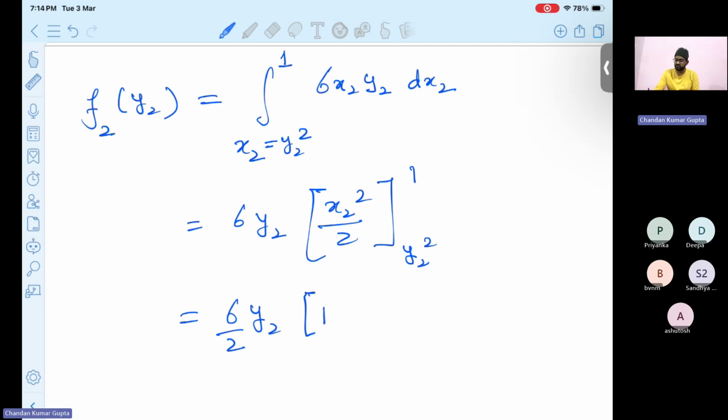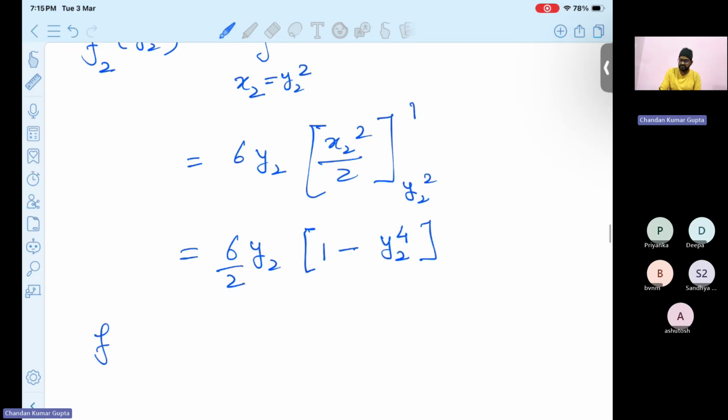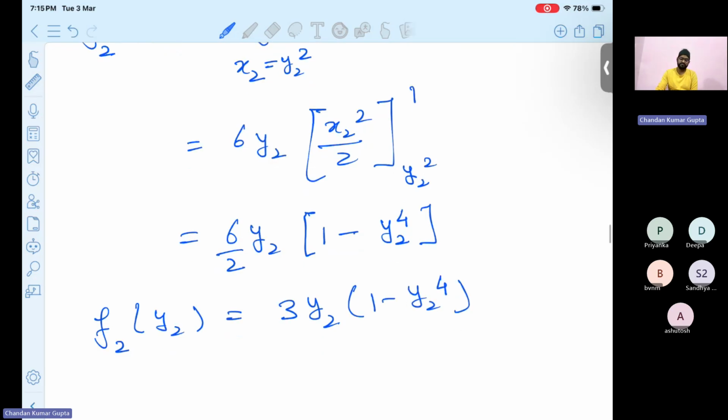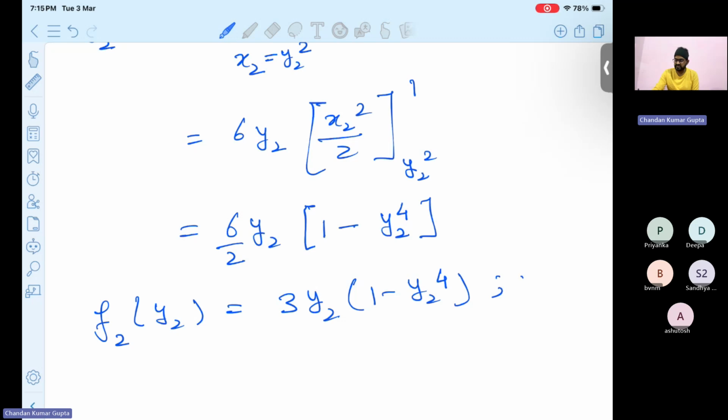So 1 squared comes out to be 1 minus (y²)² squared, because x² is squared and the value of x² is y². So that means y² to the power 4. So the marginal of y² comes out to be 3y²(1 − y² to the power 4). Okay. And yes, you can check and you will find that this is a proper PDF as well.